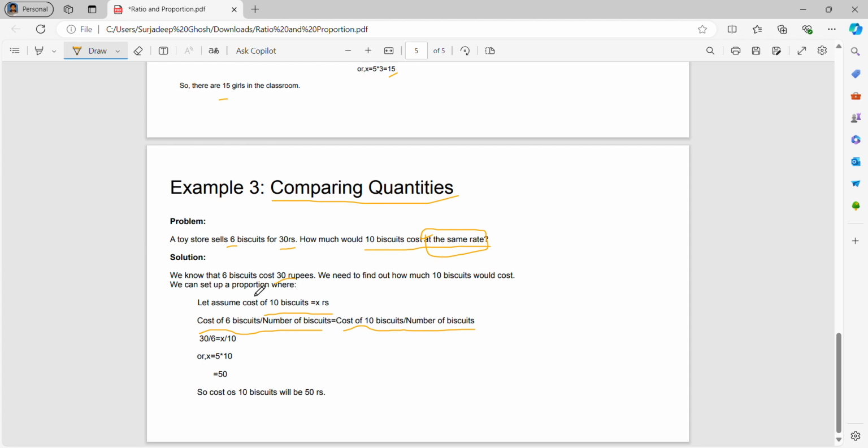So the cost of 6 biscuits is 30 rupees and the total is 6 biscuits, so 30 by 6, and the cost of 10 biscuits we assume is x and the number of biscuits is 10. Now 30 divided by 6 is 5. So x equals 5 into 10, it is 50. So the cost of 10 biscuits will be 50 rupees.